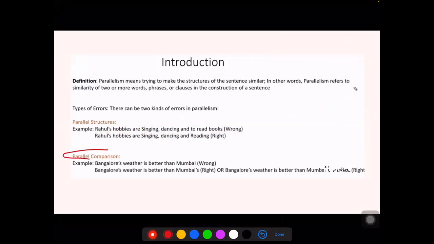Now what is parallel comparison? Comparison is always related to the comparative form, like better. Here I have used better. Otherwise, there are a lot of words like younger, elder, bigger, older. Okay, these kinds of words where ER is used are used for comparisons. So the wrong sentence I have written like this: Bangalore's weather is better than Mumbai. So here they are just specifically talking about the weather of Bangalore, right, is better. So the weather of Bangalore can't be better than Mumbai. The weather of Bangalore will be better than Mumbai's weather. Okay.